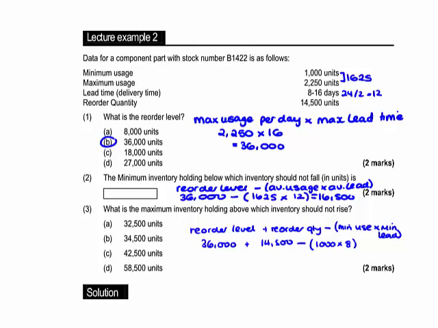So we're going to order when we get to 36,000, but we'll have used 8,000 by the time that order arrives as a minimum, and we're going to receive 14,500 when the order is placed. So the maximum level of inventory that we should ever have is 42,500 units, which is answer C.